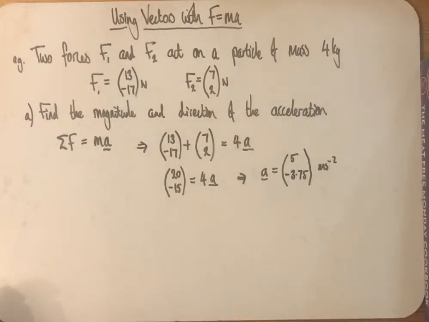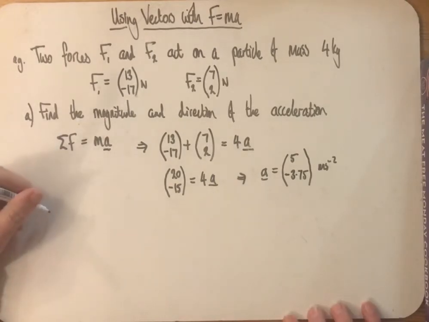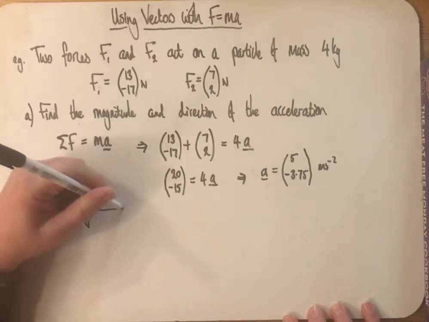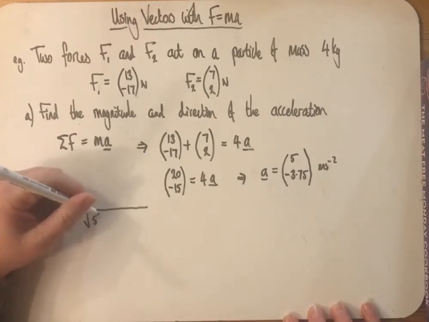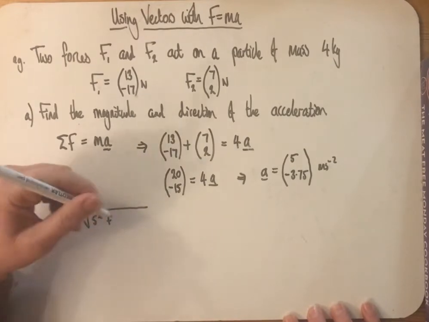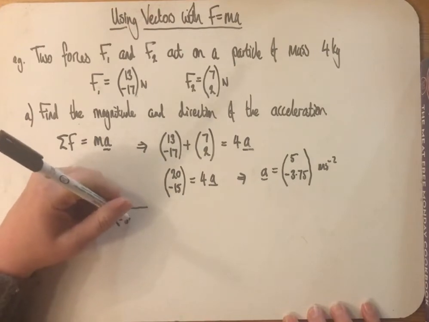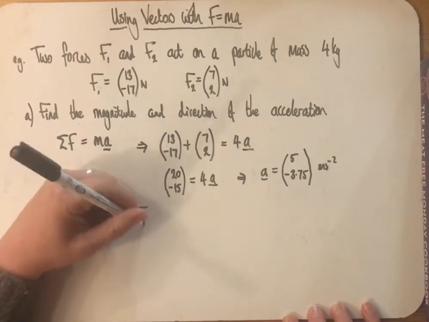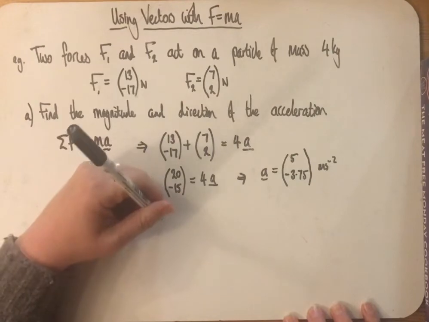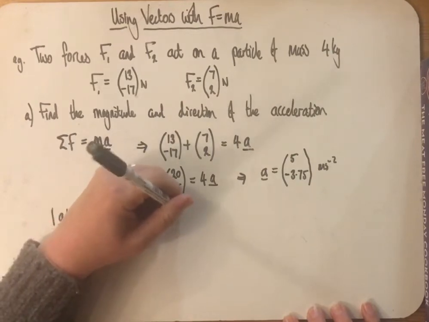And then if you want to find the magnitude and direction of the vector, the magnitude of the acceleration is Pythagoras. So it's the square root of 5 squared plus 3.75 squared, we don't really need the negative here, and that gives you 6.25.